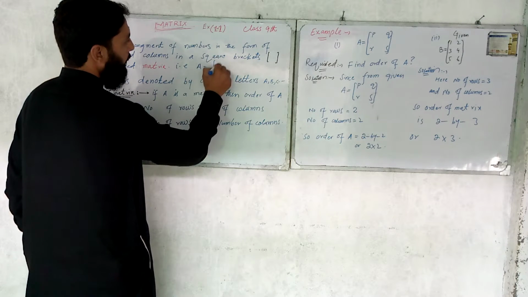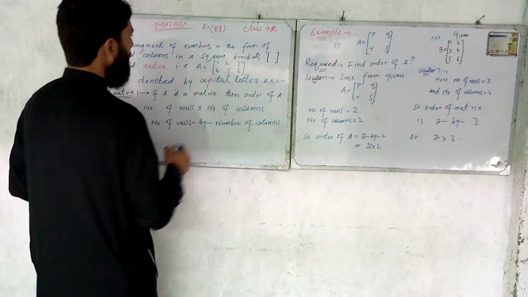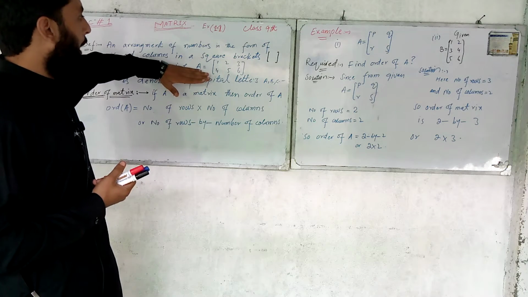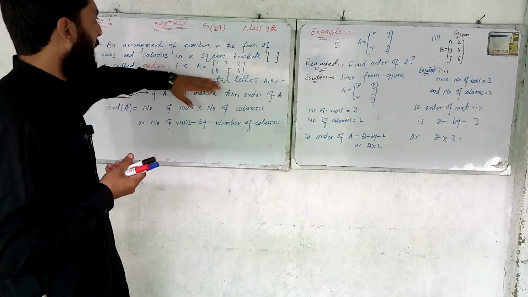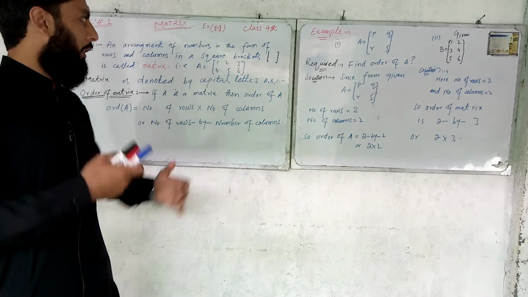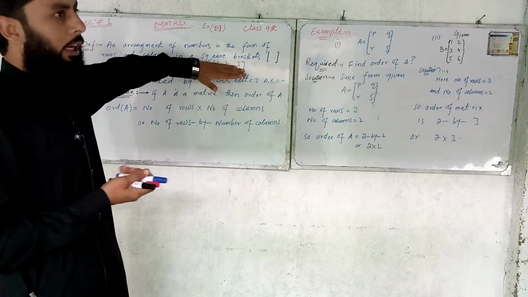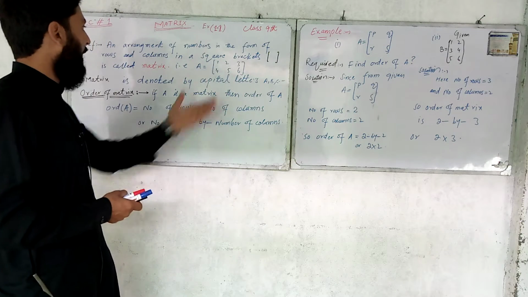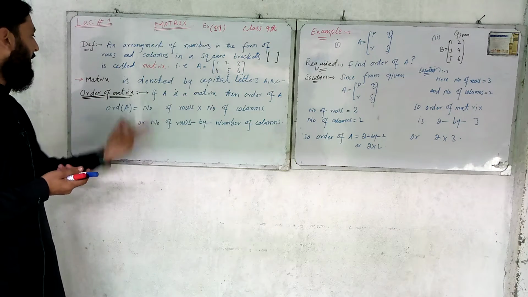A equals 1 2 3 4 5 6. We represent the matrix by capital letters A, B, C of the English alphabet, and the entries are represented by small letters of the English alphabet or by numbers, that is 1 2 3 4 5 6. We can also say a matrix is denoted by capital letters A, B, C.